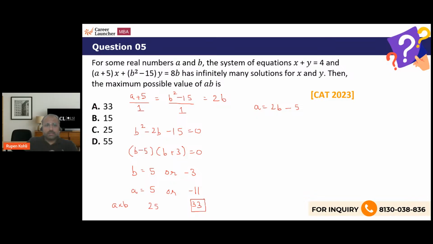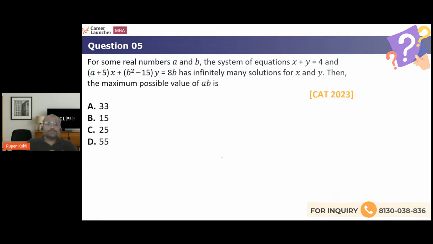So that's the answer. You can also see the trap option of 25 was kept over there, right? But it's 33. All right. So this was this one. Pretty routine, I would say, if all of us are familiar with all the conditions of infinite solutions, no solution, unique solution.